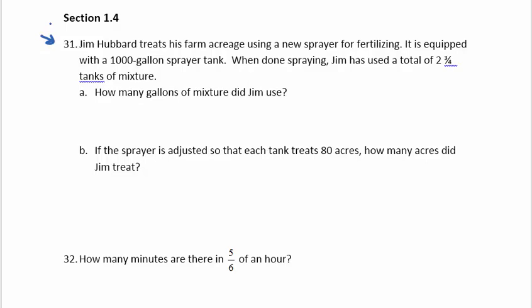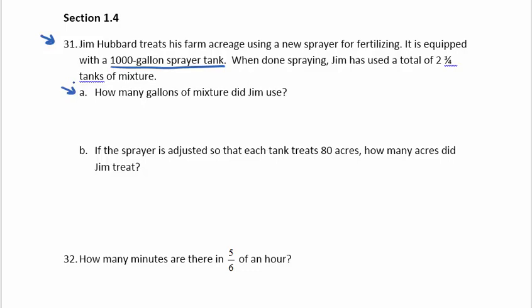Okay? So his new sprayer is equipped with a 1,000-gallon sprayer tank. So you can see his tractor or his sprayer out there, and it's got a 1,000-gallon tank on the back. When done spraying, Jim has used 2 3/4 tanks of the mixture. So how many gallons did he use? That's our first question here. So he's got a 1,000-gallon tank. He uses 2 3/4 tanks.